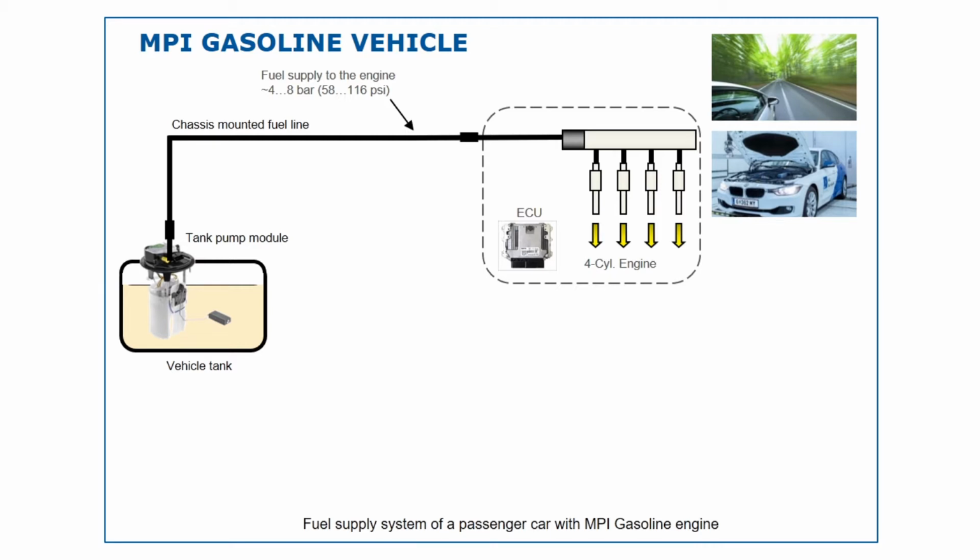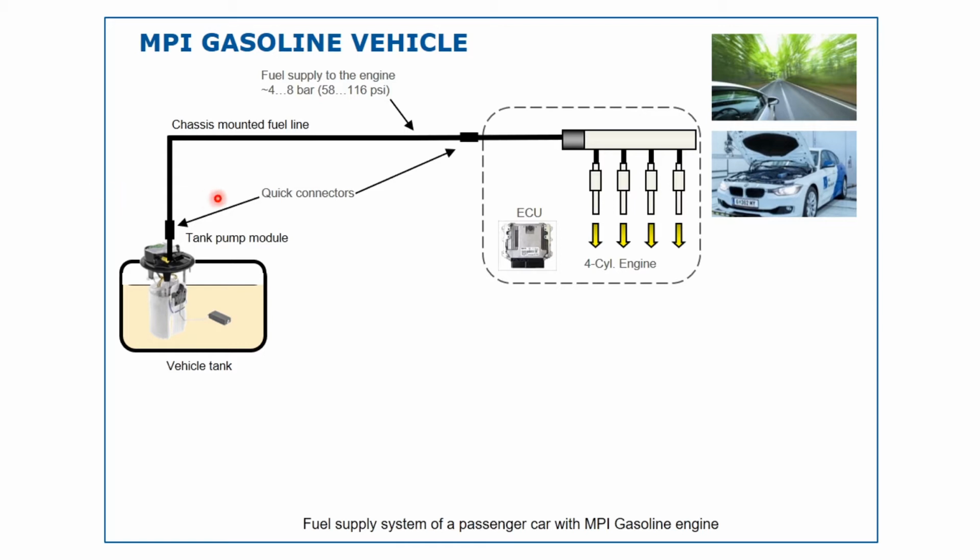In this schematic, you can see a typical fuel supply system of a gasoline vehicle without return line to the tank. A tank pump module including pressure regulation and filter supplies fuel into a chassis-mounted fuel line. This line leads to the engine compartment and supplies fuel at usually 4 to 8 bar pressure to the engine. When a flow meter is supposed to be mounted for chassis dyno or road testing, we need to find a non-destructive way to access this line.